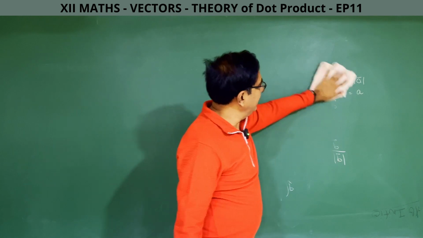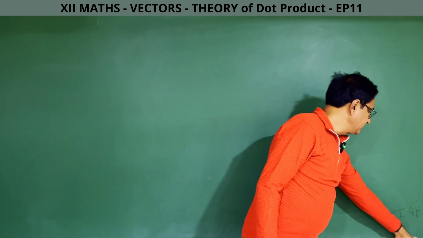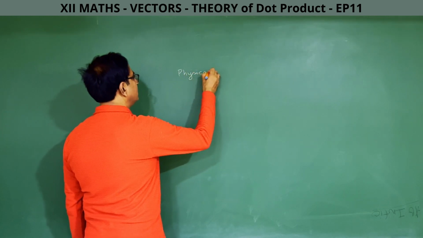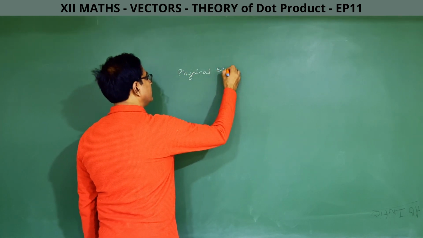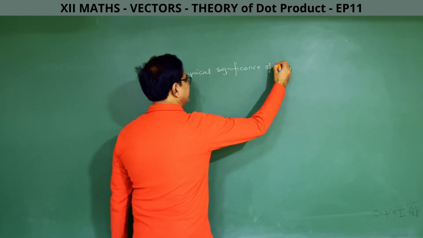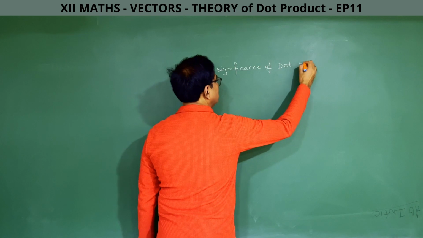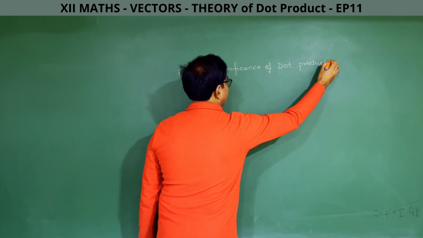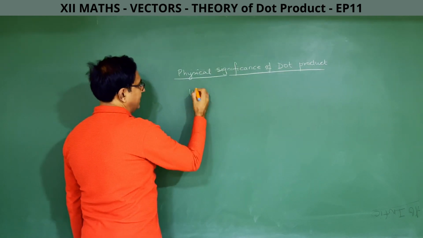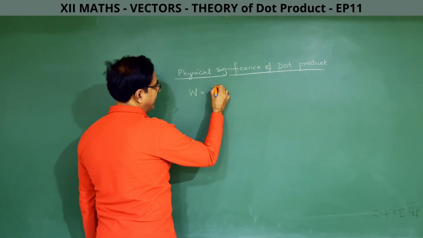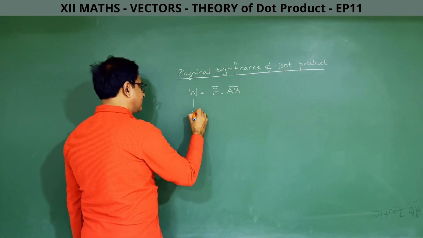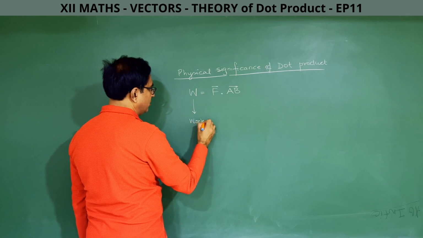So the last topic of dot product is the physical significance of dot product. Physical significance का मतलब हो गया pertaining to physics. Work done by a force is F dot AB. So what does W stand for? Work done, it's a scalar quantity.